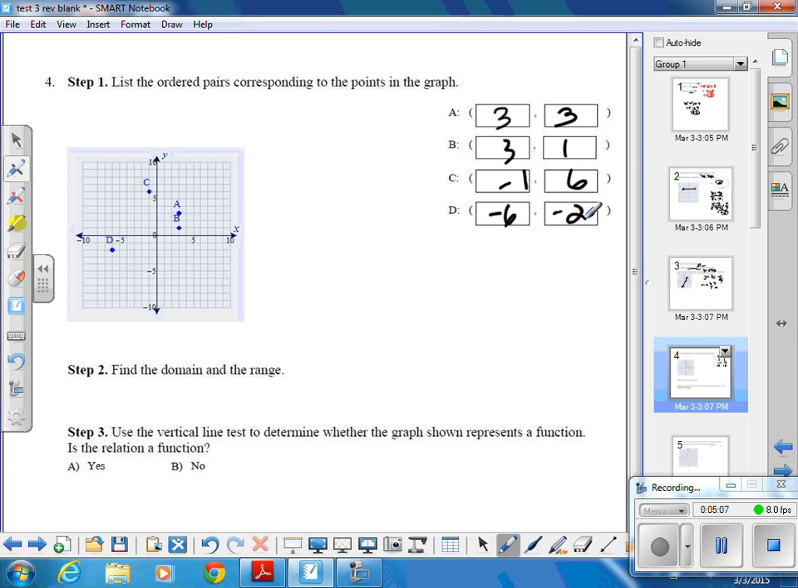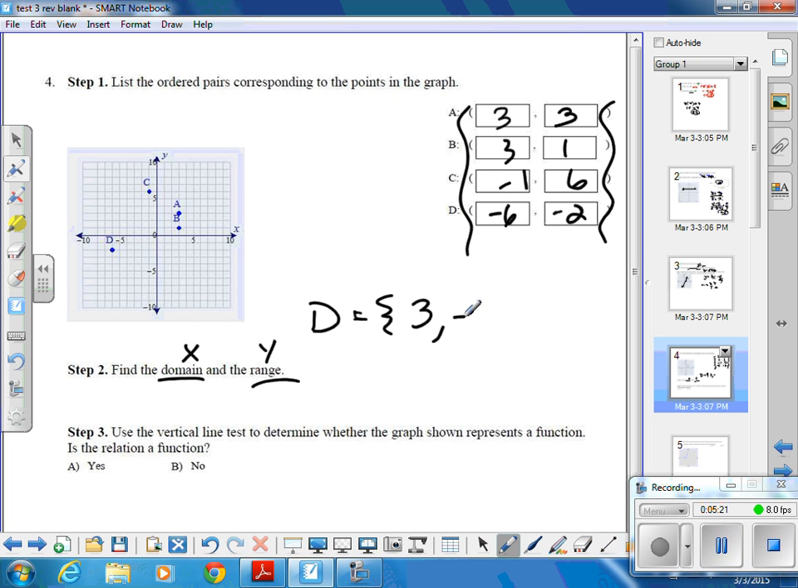Now the next part of the question says find the domain and range. Domain is x, range is y. Okay? So I'm just going to list my x's for domain. I'm just going to list my y's for the range. So D is equal, and we do these squiggly lines, 3, negative 1, and 6. Those were my x's right here. Now notice 3 appears twice. Okay? I only want to write it once.